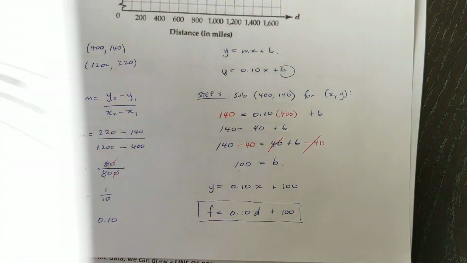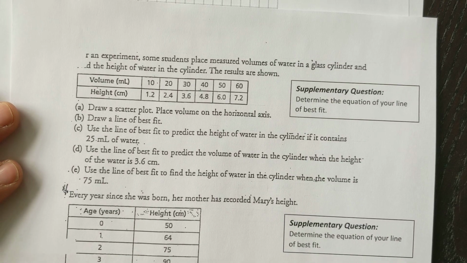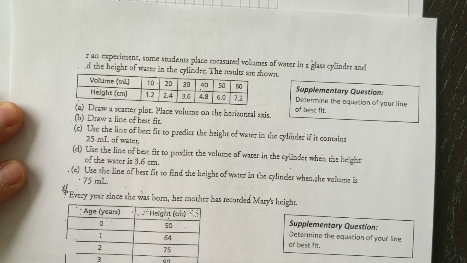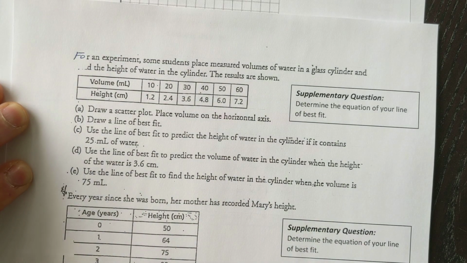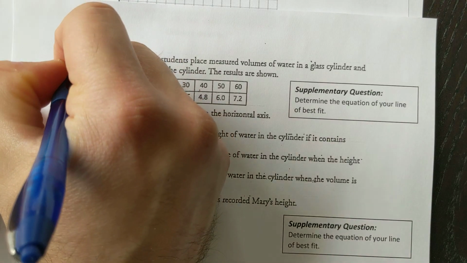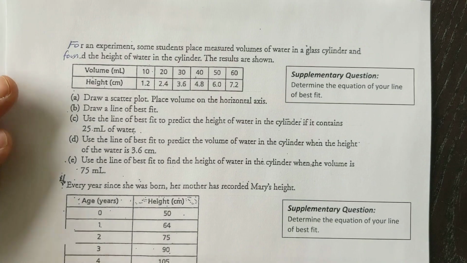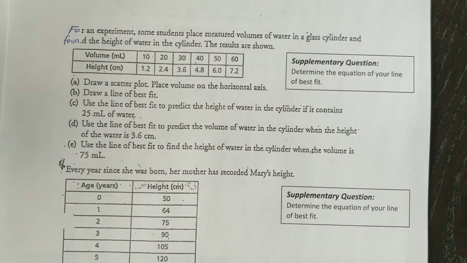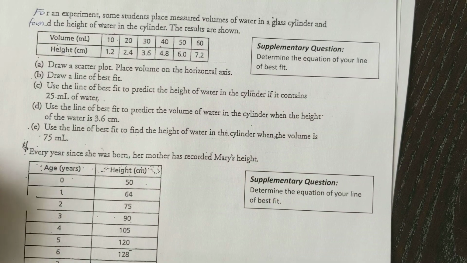The next 2 pages are for homework. One thing that I would like to suggest right here is that there are some missing words. For an experiment, some students placed measured volumes of water in a glass cylinder and found the height of water in the cylinder. Okay, so for all these questions, please do the next 2 pages for homework, and also find the equations of the line of best fit.